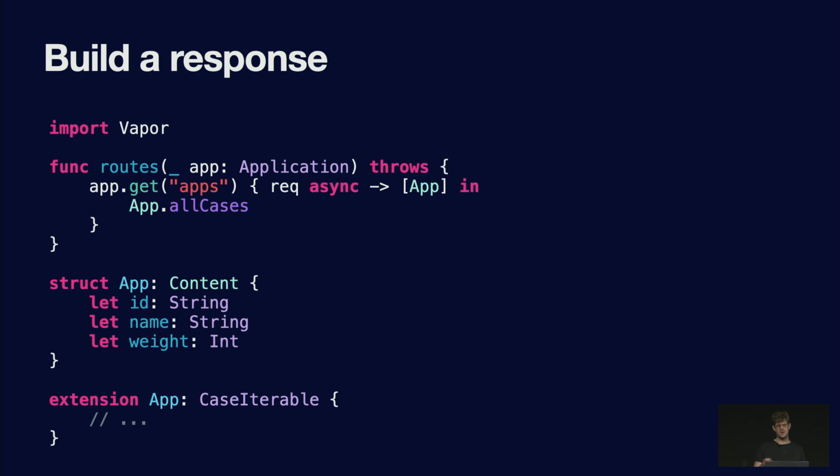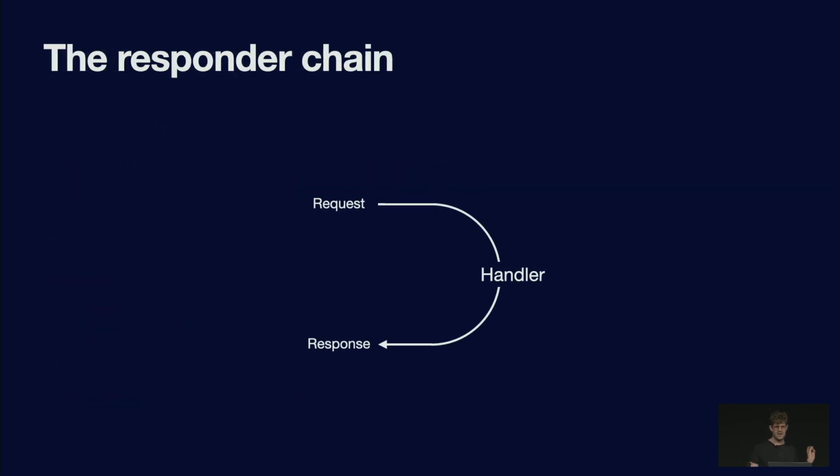App will be a Content, which is a protocol exposed by Vapor that makes it decodable, more likely, and pretty much other things. And it just works. This is going to expose a get apps route, sending an array of App as whatever you ask for, likely JSON. This is what we call a route handler. And it looks like this in the request-response chain. You get a request, it goes to the handler, and you get a response.